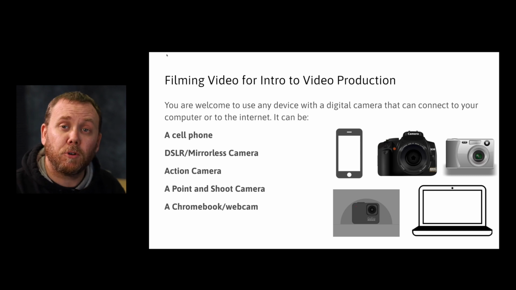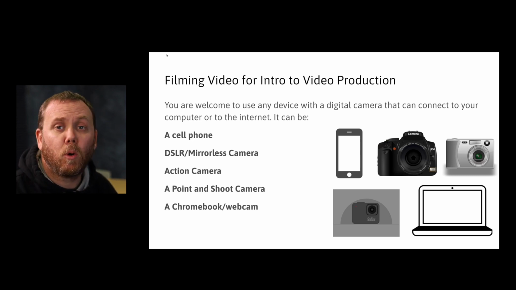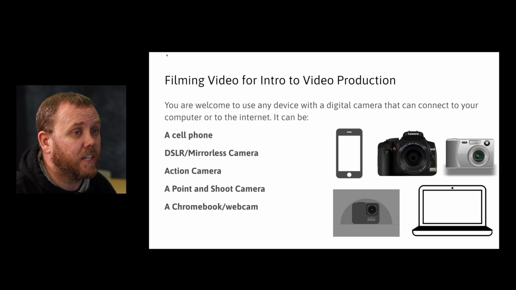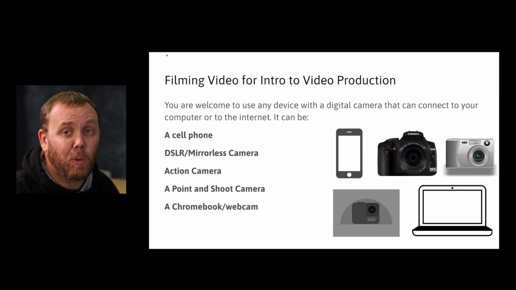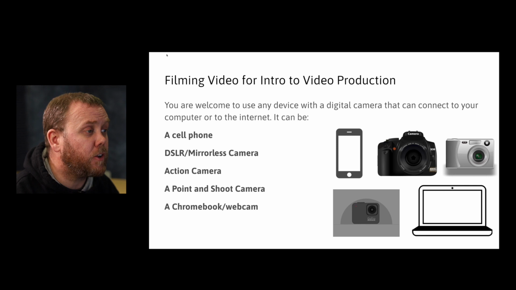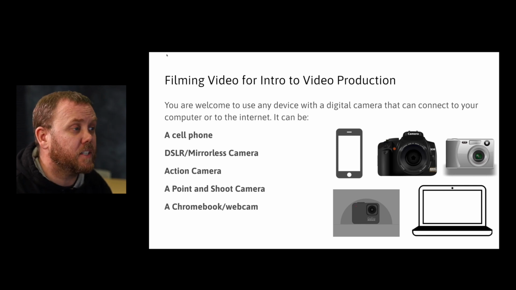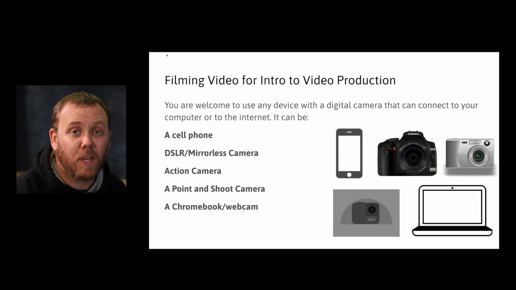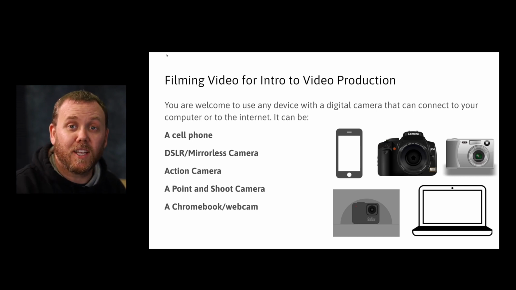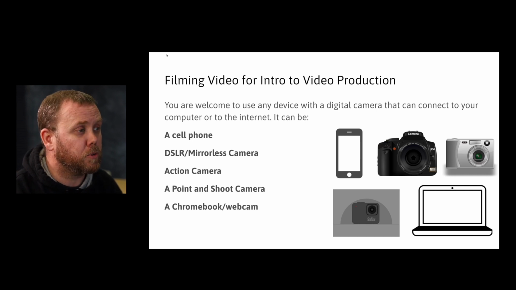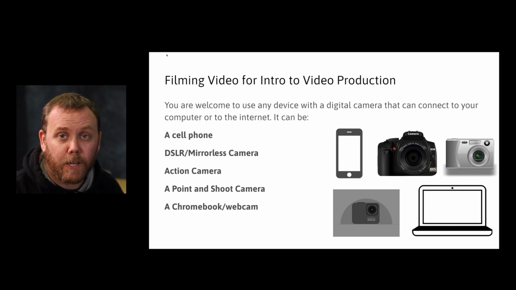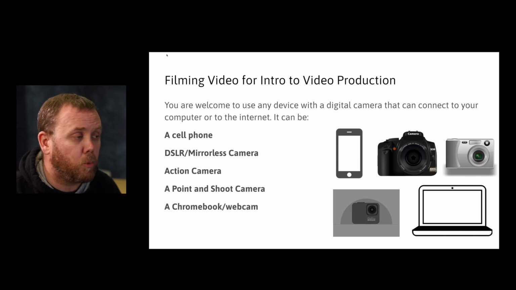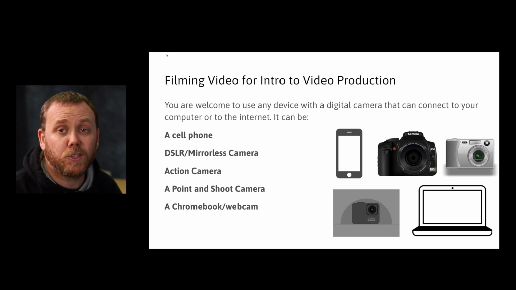So filming for Intro to Video Production, like I talked about before, you are welcome to use any device at all that can capture video. As long as it can connect to your computer or connect to the internet, it can be a cell phone, like I was showing, a DSLR or a mirrorless camera. I'm actually filming on a mirrorless camera right now. Just ordered some brand new cameras, so whenever we are back in person, you're going to get to see what it's like to use a mirrorless camera, which is pretty cool. Or a DSLR, very similar function with interchangeable lenses that you can do a lot with. Maybe you have a GoPro, right? That would be fine, or a similar camera to a GoPro. An action camera works just fine. A point and shoot camera works fine too.